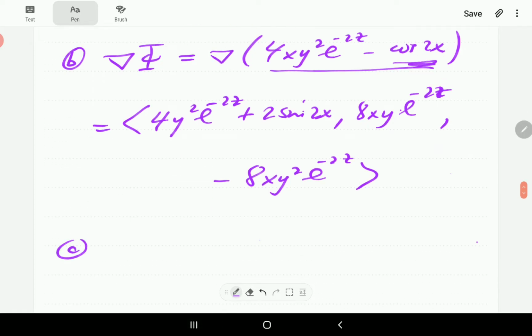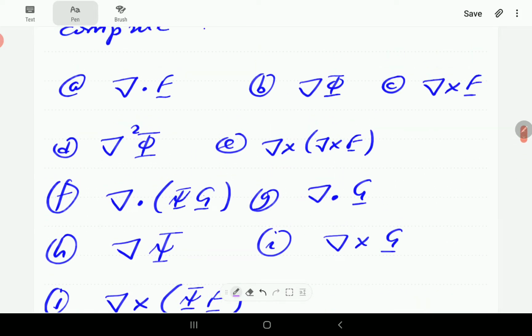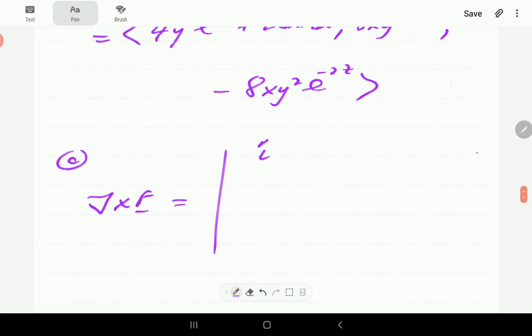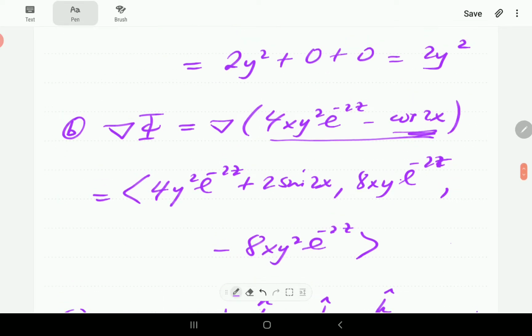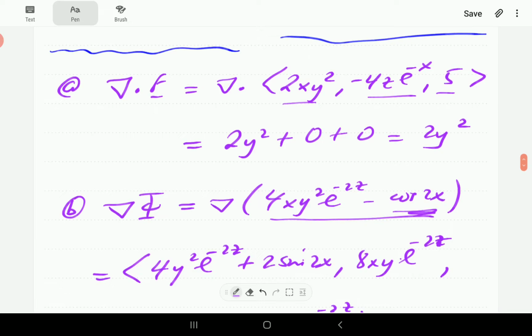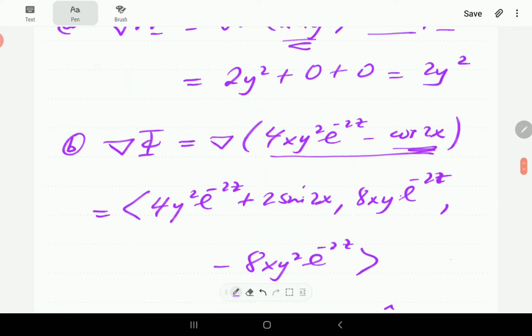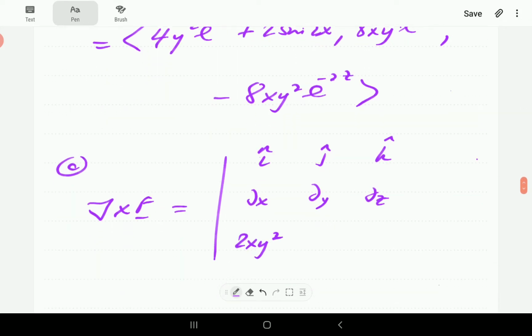Next, in part C, we need to work out the curl of f. So we're going to have to work through this 3 by 3 determinant here: i, j, and k, partial derivative with respect to x, partial derivative with respect to y, and partial derivative with respect to z. The x component of f is 2xy squared, so 2xy squared there. The y component is minus 4z e to the minus x. The z component is 5.